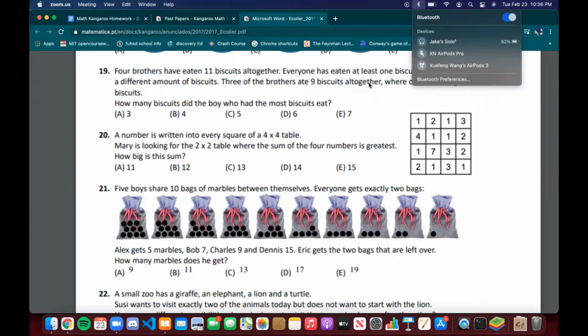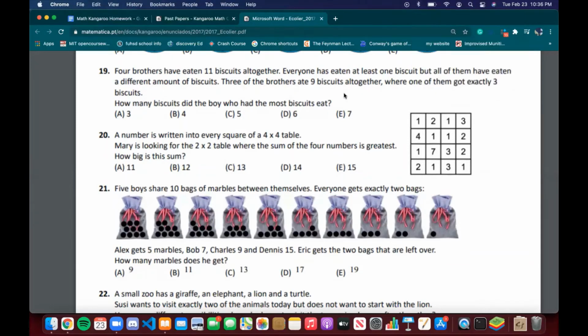So 4 brothers have eaten 11 biscuits altogether, and everyone has eaten at least one biscuit, but all of them have eaten a different number of biscuits. 3 of them ate 9 together, where one of them got 3. How many did the boy who got the most biscuits eat?